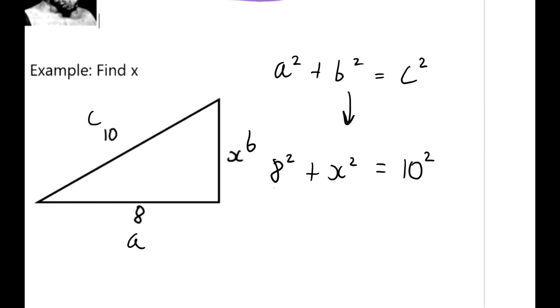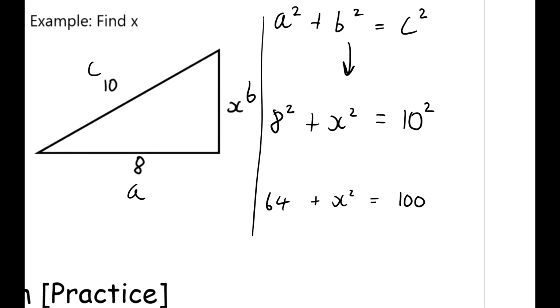We can then work out the numbers. So 8 squared is 64, plus x squared equals 10 squared, which is 100. We now want to solve for x squared, so we want to get x squared by itself, and the opposite of plus 64 is minus 64. So we want to take away 64 from 100, which tells us x squared must be 36. Then we can just solve this. We've got a squared. The opposite of squaring is square rooting. So x will be the square root of 36, which just gives us 6.